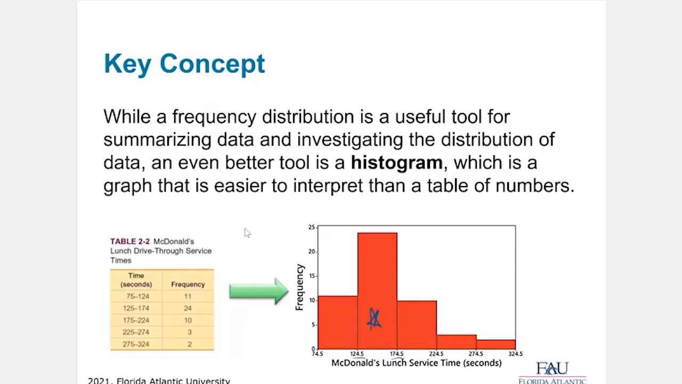But I can see that this right here has the most people that have gone through. Between 124.5 and 174.5, I can see that almost 25, but 24 people went through the line. And that's what we're going to be working on today.